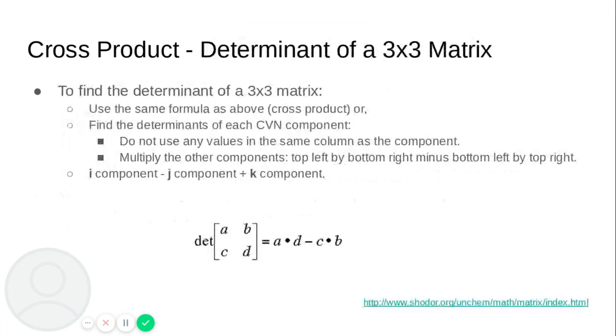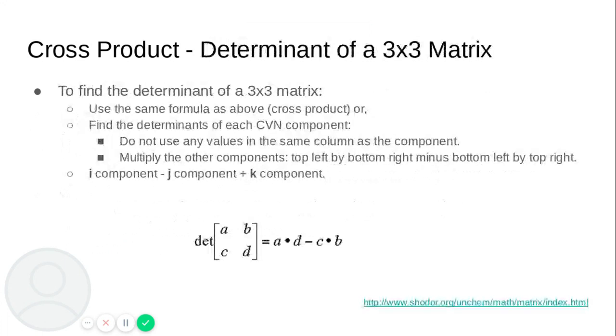So to find the determinant, you can either use the same formula as above, which we already discussed, or we can find the determinants of each Cartesian vector component. Just some rules for this, and these are very basic rules. Do not use any of the values in the same column as the component. Multiply the other components, so top left by bottom right minus bottom left by top right. And then overall it'll be i component minus j component plus k component. So that's sort of more of a procedure.